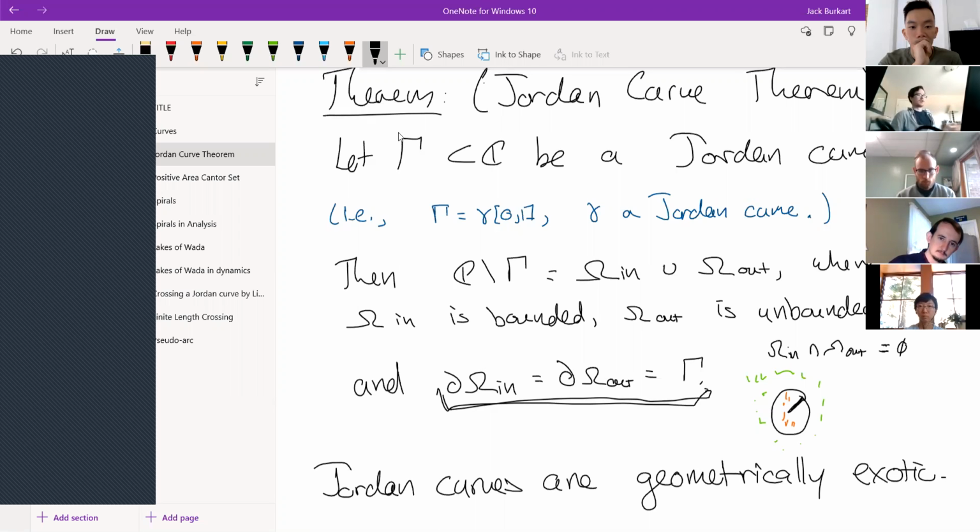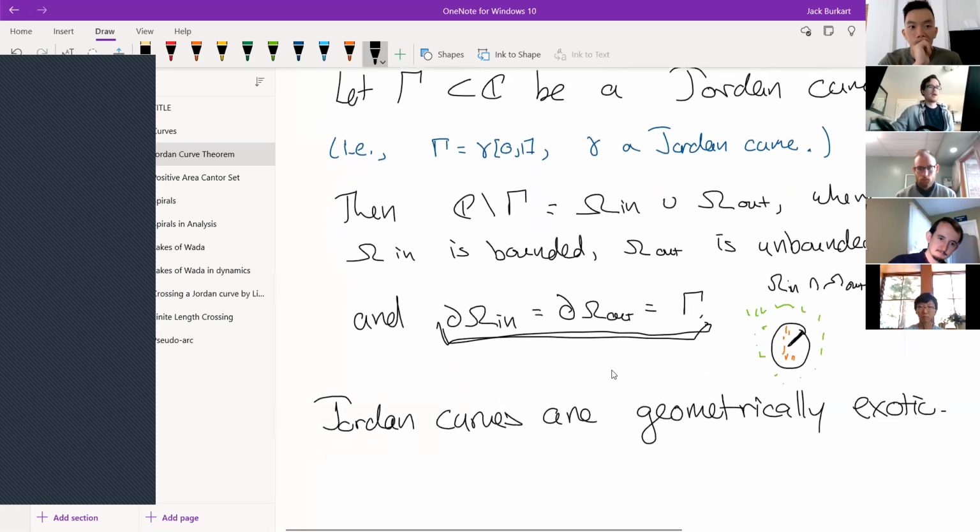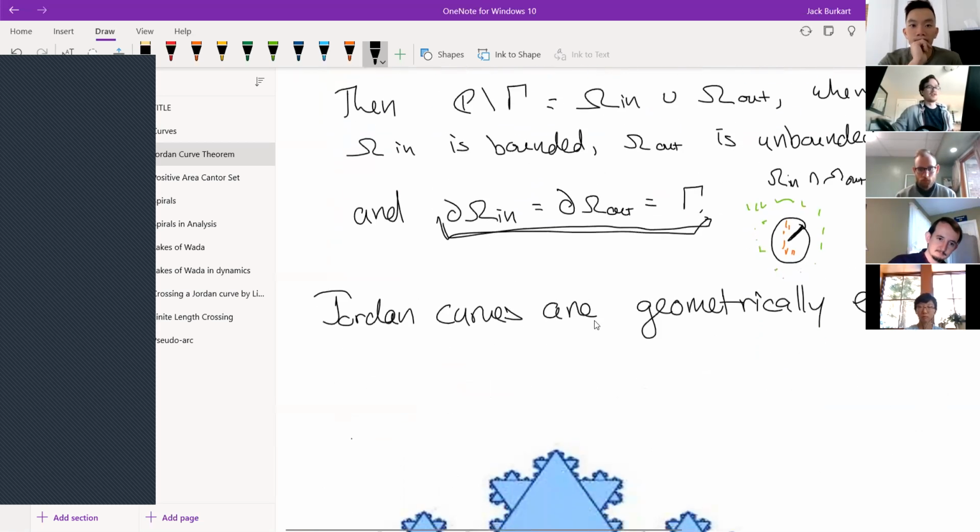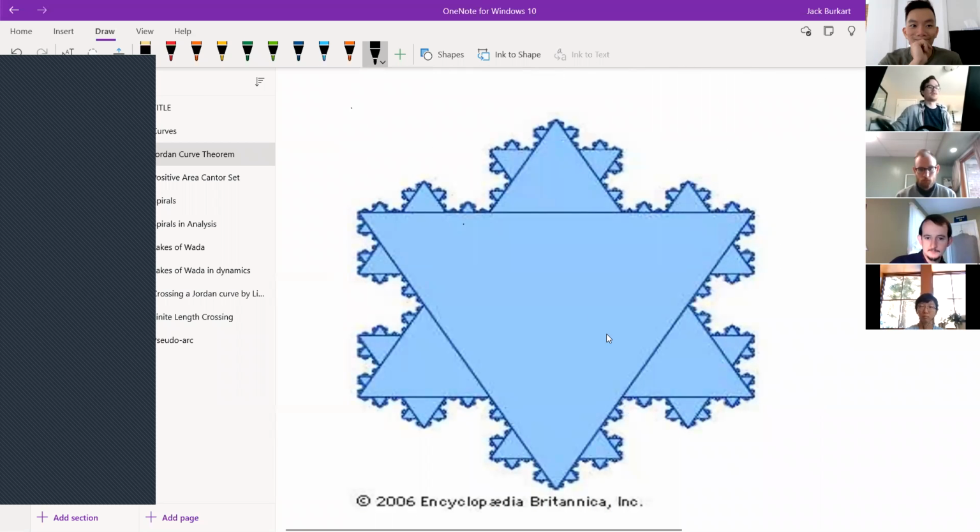So that's our friend, the Jordan curve theorem. And like I said, this means that Jordan curves are really topologically simple objects. It's one of the simplest cases possible, but I'm sure we've seen lots of pictures where Jordan curves can be really geometrically exotic objects. So for example, right here, we have a von Koch snowflake.